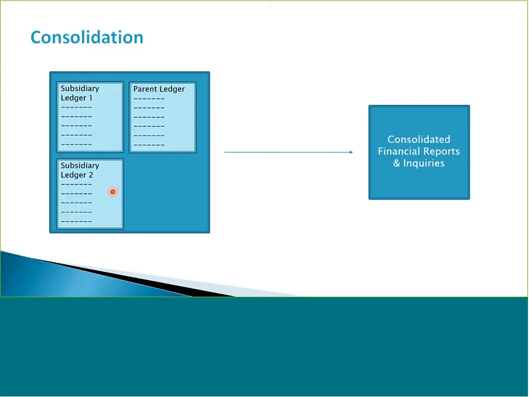So this is a diagrammatic representation of consolidation, where we can have three companies in this case. We have the first subsidiary, the second subsidiary, and the parent. So we have three ledgers, and we can consolidate the information in these three ledgers. That is the process of consolidation, and then we are able to do financial reports on that consolidated information.